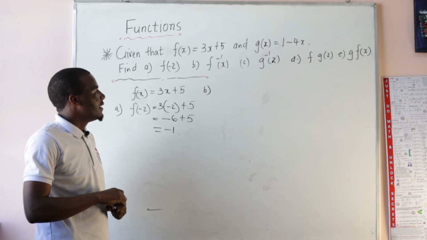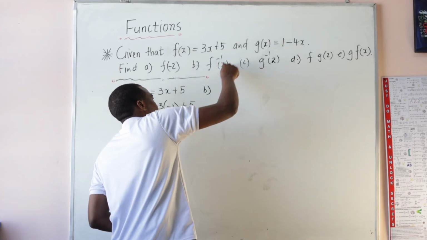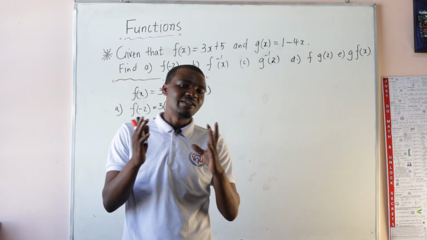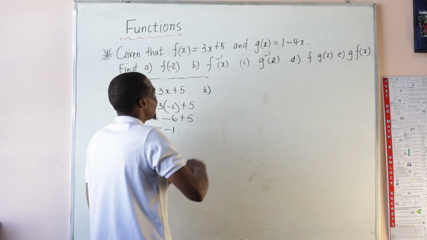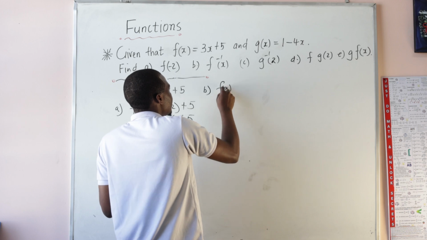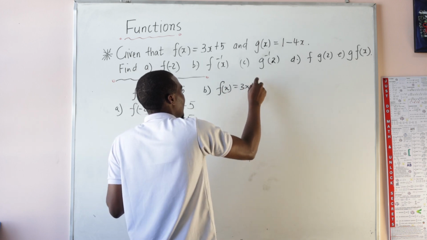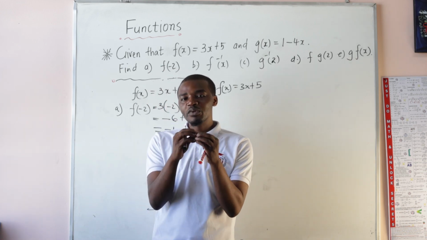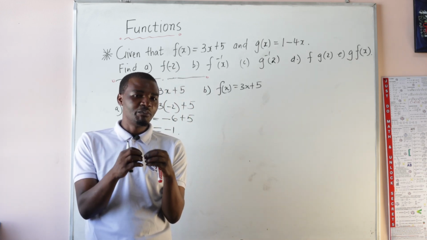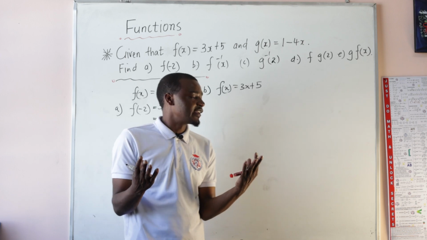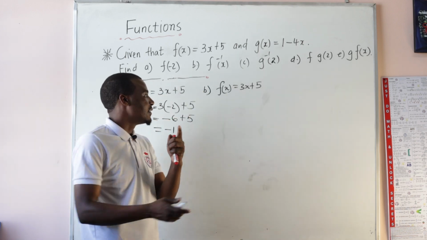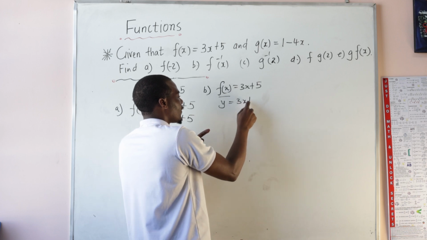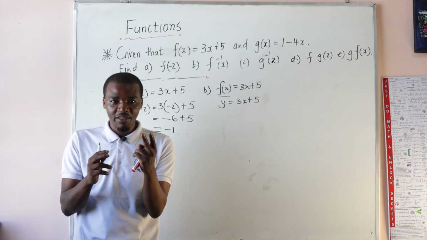On part B, we want to find the inverse of f(x). So given f(x), how do we calculate the inverse of a given function? The function here is f(x) equivalent to 3x plus 5. There are certain stages that you need to put at your fingertips, as those stages will help you if you're trying to calculate the inverse of a given function. Step number 1, write f(x) as y. So it will be y is equivalent to 3x plus 5. That's the very first step.